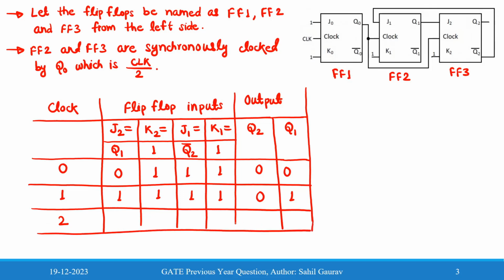what will be the output? We can see that both the flip-flops have inputs as 1. Both flip-flops have input as 1, so that means both will toggle. The previous state for flip-flop 2, Q2 is 0, so it will be updated to 1. And the output for flip-flop 1 will toggle to 0.